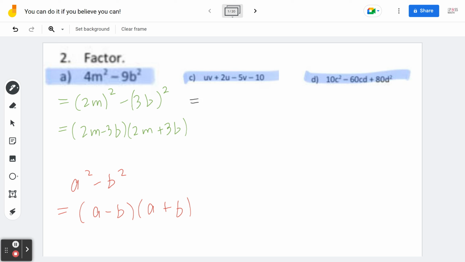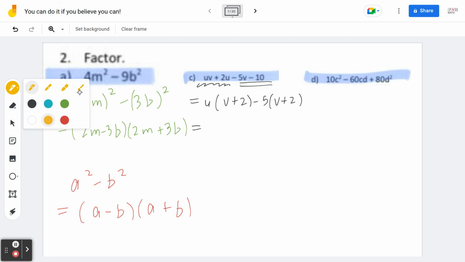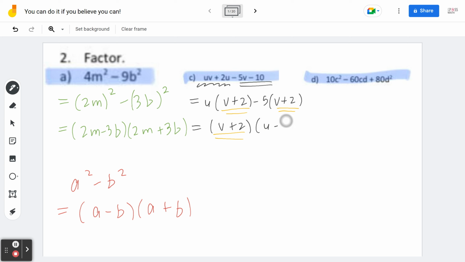Part C: uv plus 2u minus 5v minus 10. Think about this in terms of two pairs, factor by grouping. If you think about uv plus 2u, factor u to the front, and in the brackets will be v plus 2. In the second pair, there's a common factor of negative 5, and in the brackets will be v plus 2 again. So notice there's a common factor. Bring the common factor to the front, v plus 2 in brackets, multiplied by u minus 5. And again, if you want to double check, all you have to do is expand this, which will give you the original question back.